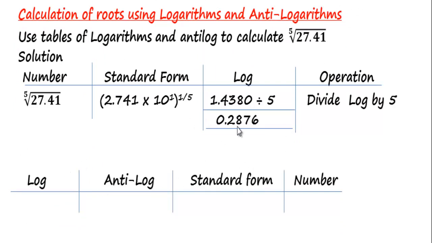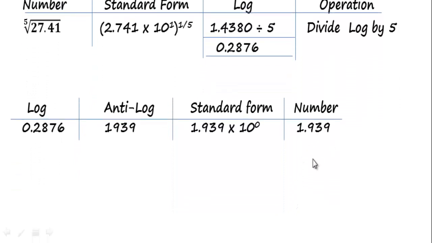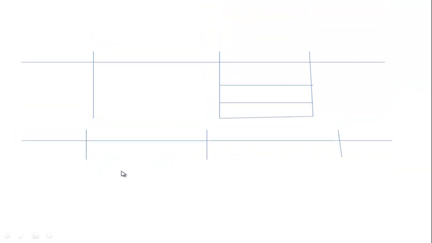Now go back to your log. What is the log? Which is 0.2876. The antilog, that is 28 under 7 difference 6, is 1939. And then the standard form will now be 1.939 times, you know, the characteristic here is 0, 10 raised to power 0, and 10 raised to power 0 is 1. That's why we get 1.939 to be our answer. Therefore, the fifth root of 27.41 is 1.939. That is the answer we got.